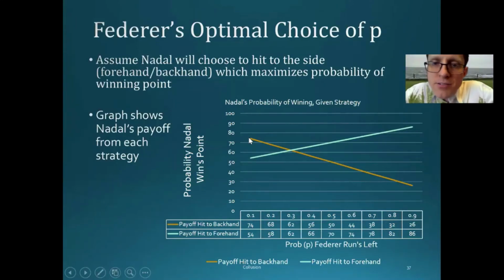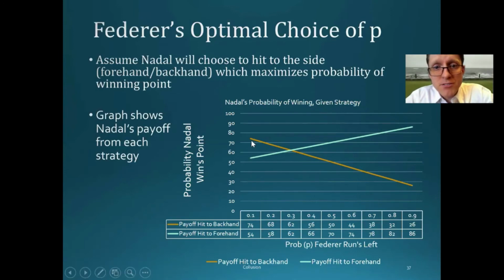So these two lines on this graph show Nadal's probability of winning the point under a given strategy as a function of Federer's probability of running to his left, which is shown on the horizontal axis here. Okay, so this orange line is the payoff that Nadal gets in expectation if he hits to Federer's backhand. And this blue line indicates the expected payout that Nadal gets if he hits to Federer's forehand side.